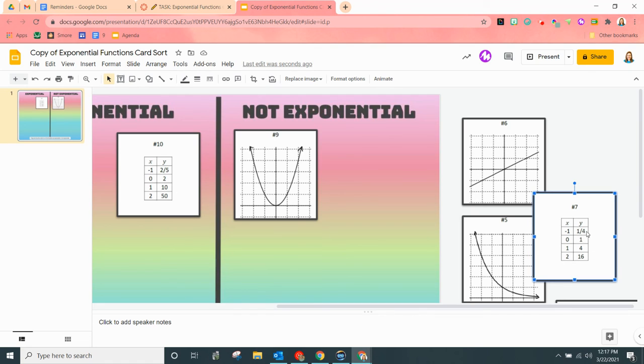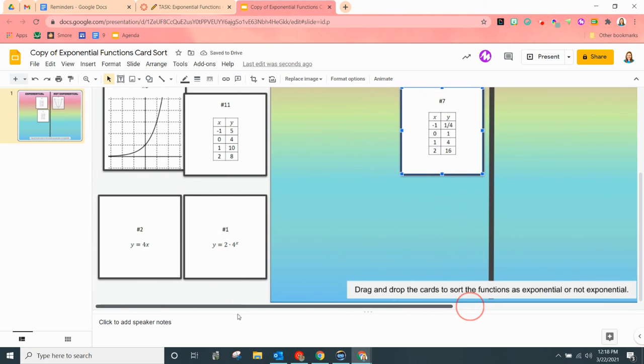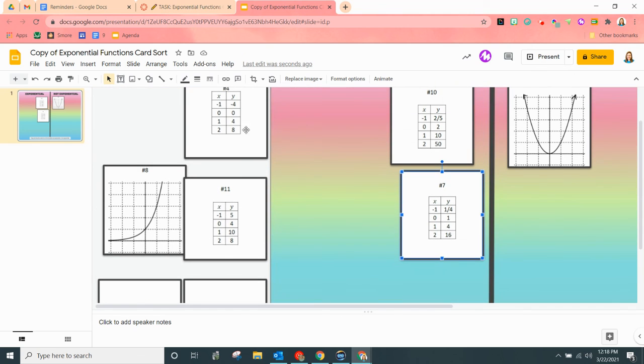Let's look at this one, 1, 4, 16. So what can I multiply 1 by to get 4? Well, 1 times 4 is 4. Is 4 times 4 16? Yeah, so we're multiplying again. So that one is also exponential. The tables can be the most confusing. That's why I want to talk about those with you guys. There's 2 more tables.